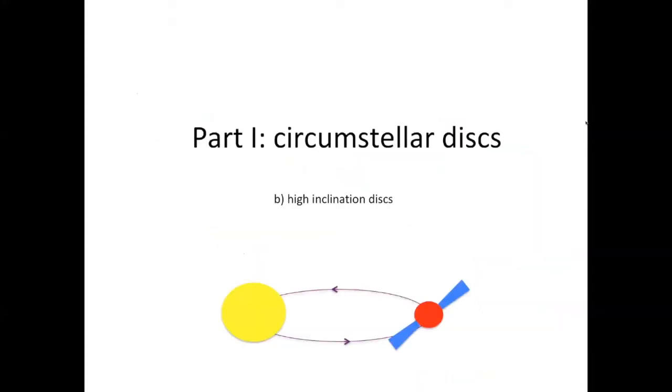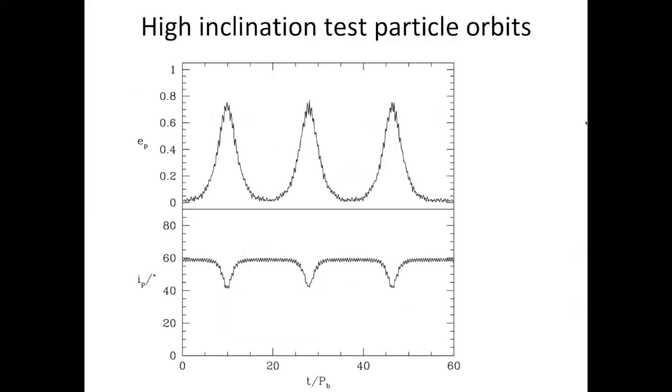Right, so far we've just considered low inclination disks. Now let's think about what happens if we have a more highly misaligned disk. Again, it's useful to consider what happens with a highly misaligned test particle. Now, a test particle with an initial inclination greater than about 40 degrees is unstable to Kozai-Lidov oscillations.